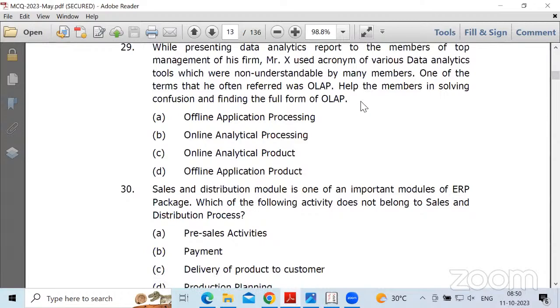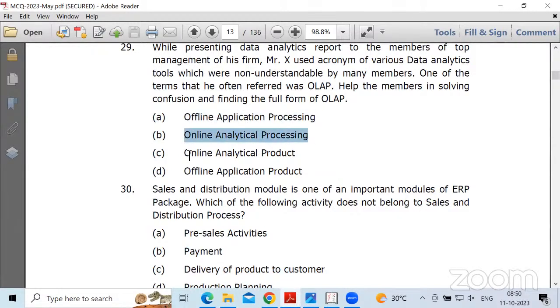While presenting data analytics reports to the members of the top management of the firm, X used acronyms of various data analytics tools which were not understandable by many members. One of the terms that he often used was OLAP. Help the members in solving confusion and finding the full form of OLAP. Online analytical processing. So offline application processing, no.